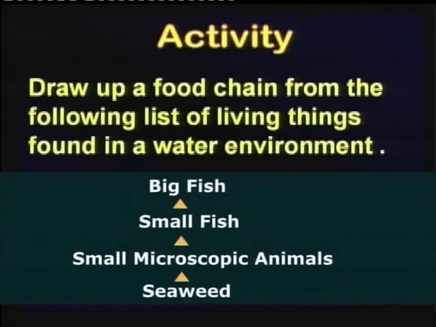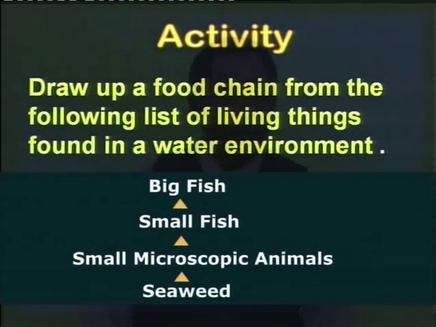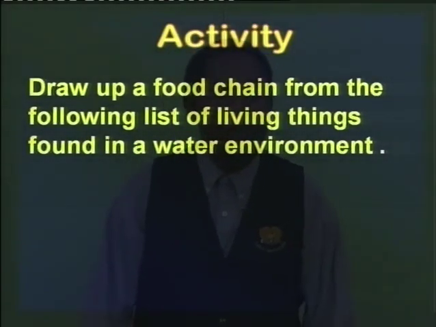Before we get into our activity, you all know what to do? Okay, right. I will start again. In our activity, you are going to draw up a food chain from the following list of living things in a water environment. Receiving students and class, you will be doing this activity together. So, you have to write fast. Receiving students, if you can beat the model class.